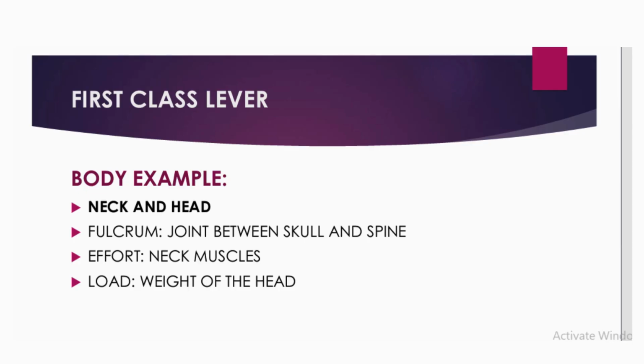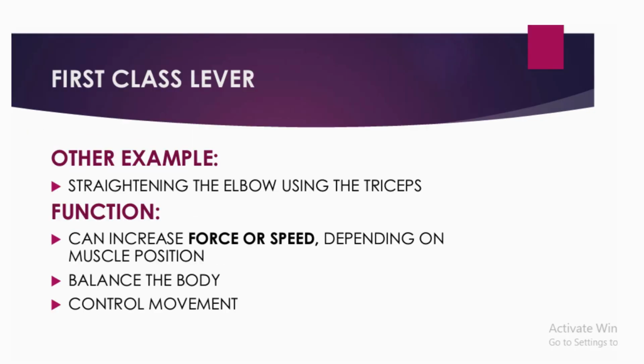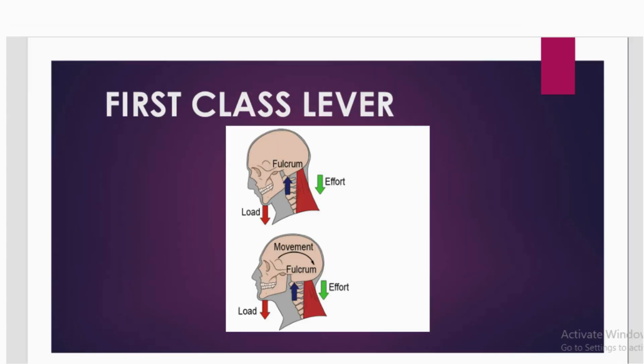The fulcrum in that case is the joint between the skull and the spine. The effort is the neck muscles and the load is the weight of the head. Another example of the first class lever is straightening the elbow using the tricep. The function includes that it can increase the force or speed depending on the muscle positions. It balances the body and controls the movement. This is the example of the first class lever between the head and the neck.